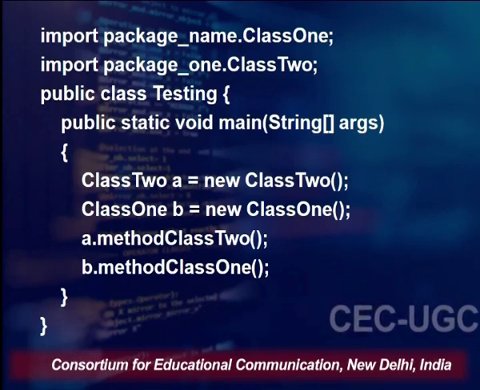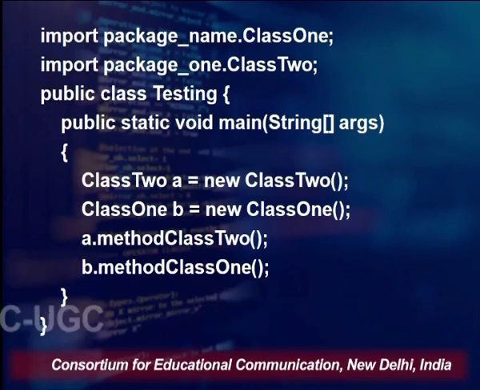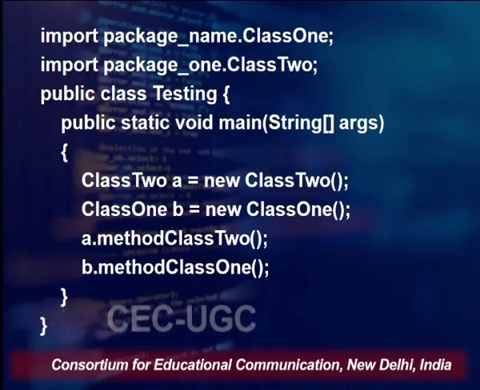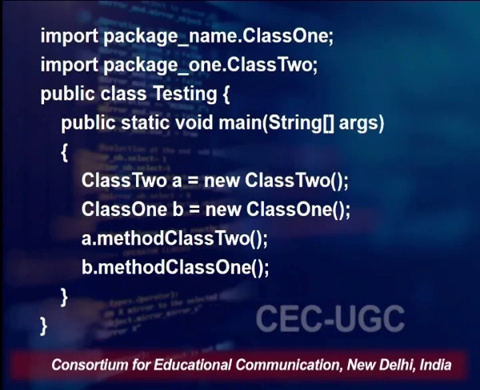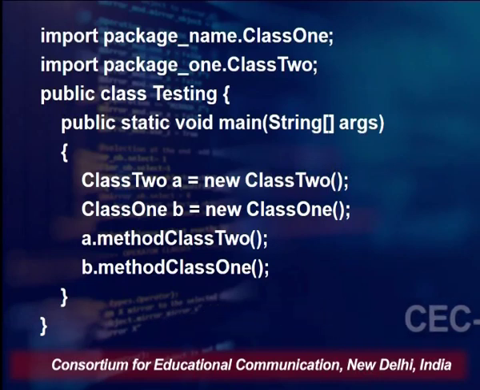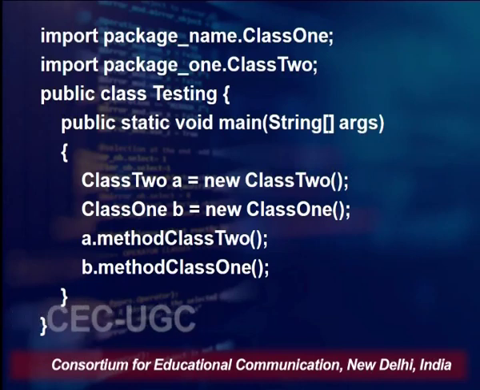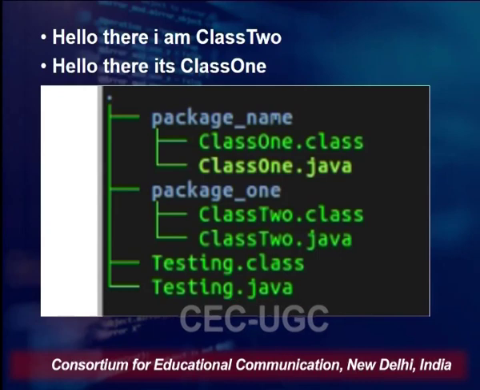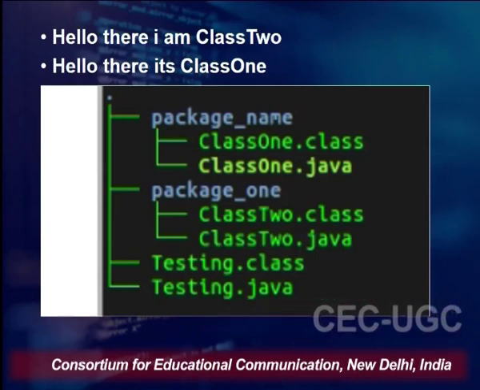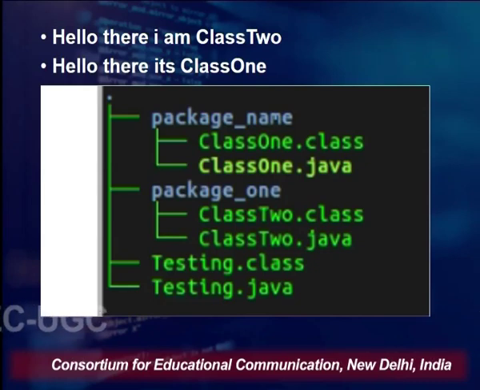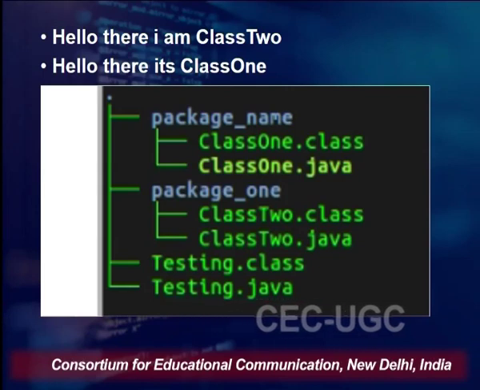Here, within the class testing, we are creating the two objects, and using those objects we are calling the respective functions, and these functions will run. The output here will be "hello there, I am class 2", that is from A.class2, and then "hello there, it is class 1", which is B.method of class 1.